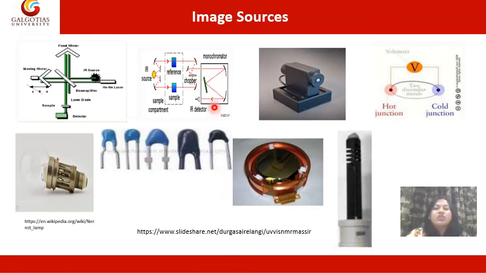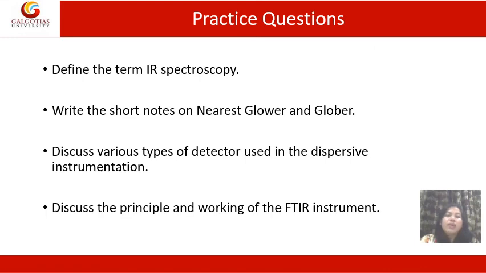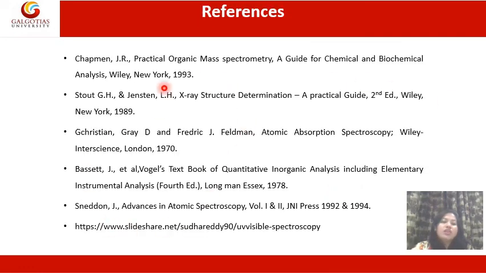These are the image sources used in our presentation. Depending upon the presentation, there are some practice questions: define the term IR spectroscopy, write short notes on Nernst glower and globar, discuss various types of detector used in dispersive instrument, discuss the principle and working of the FTIR instrument. These are all the references used in our presentation.